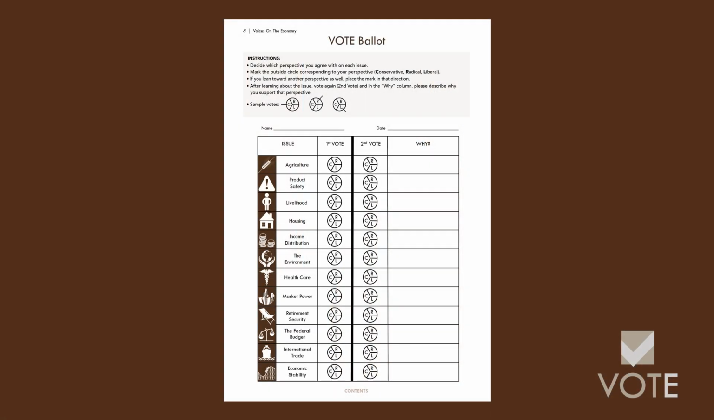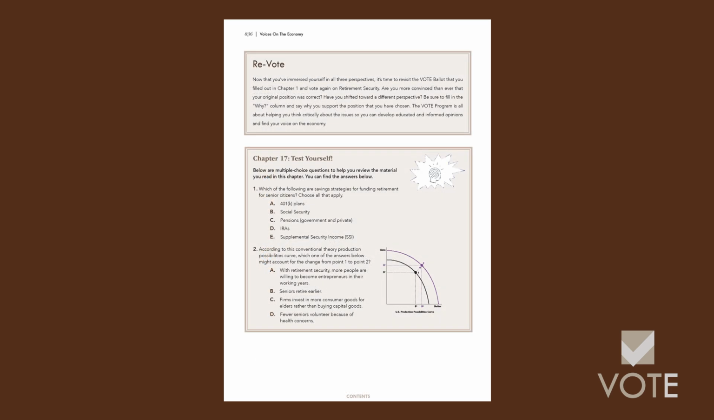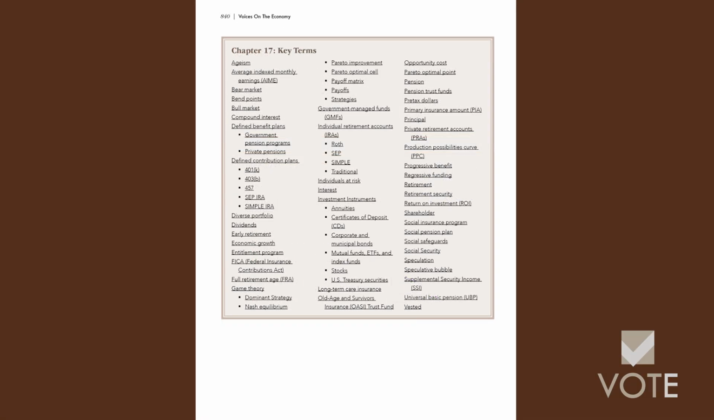After you complete each issues chapter, you'll go back to your original vote ballot and vote a second time on that issue. In this way, you'll be able to track whether you changed your mind a little or a lot, or became even more convinced about your original vote. At the very end of these chapters, the Test Yourself section lets you review what you learned. And you can also review the key terms that came up in the chapter.